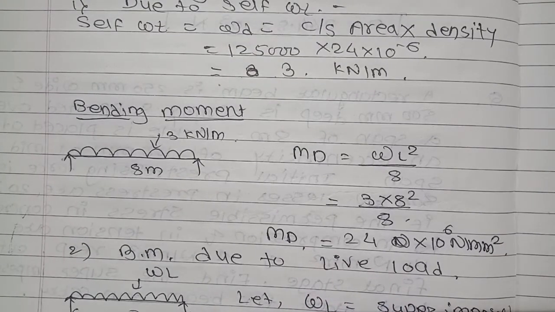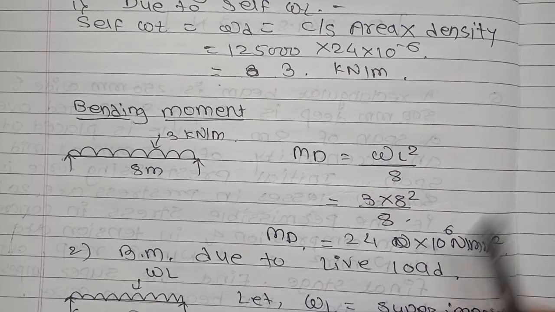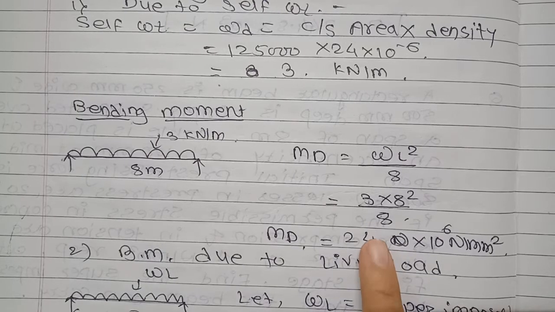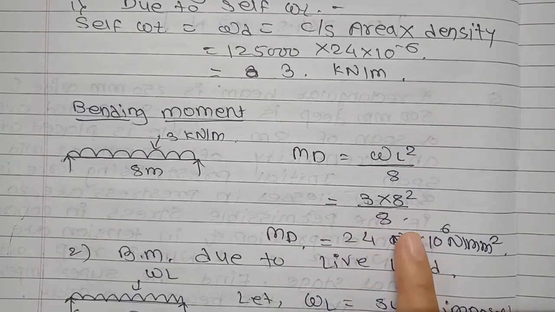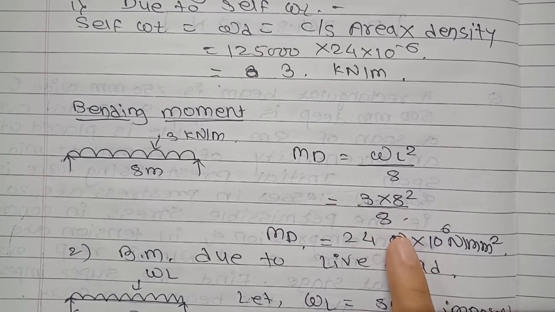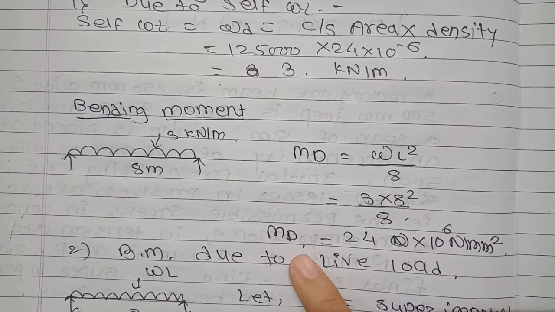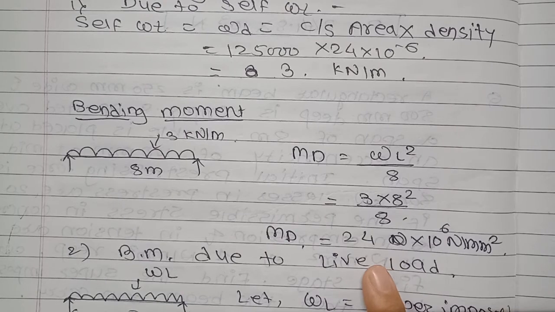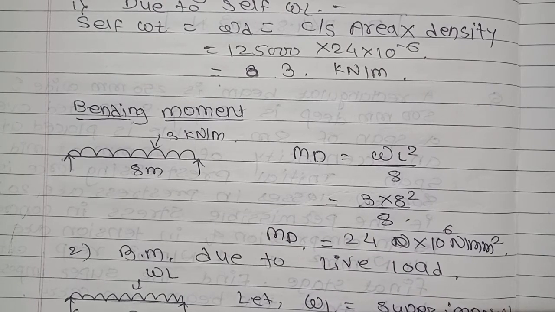Now the bending moment due to dead load. Put self-weight as 3 kN per meter and span as 8 meters, that's why the bending moment due to dead load equals WL square divided by 8. 3 is the self-weight of the beam into span length, that is 8 square, divided by 8. If we calculate this, we get the answer 24 into 10 raised to the power of 6 Newton mm, the bending moment due to dead load.